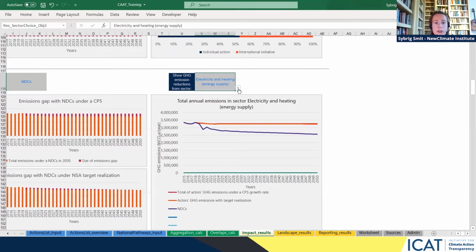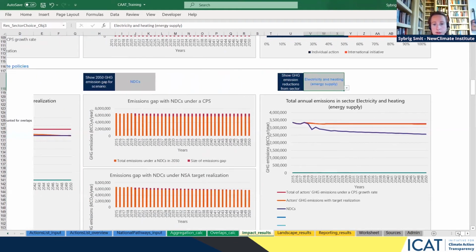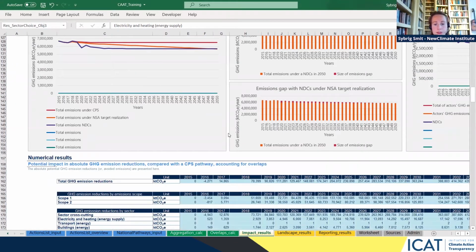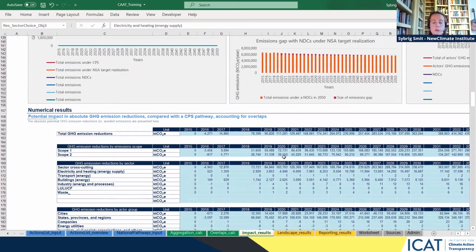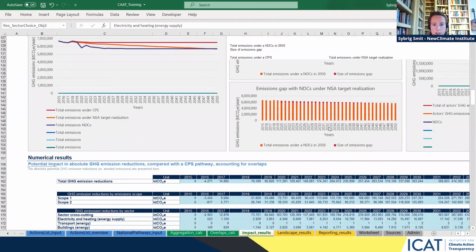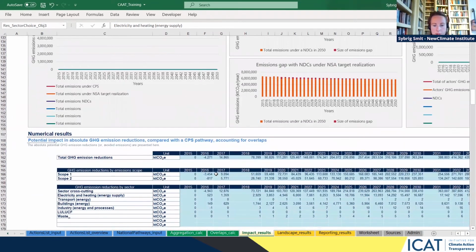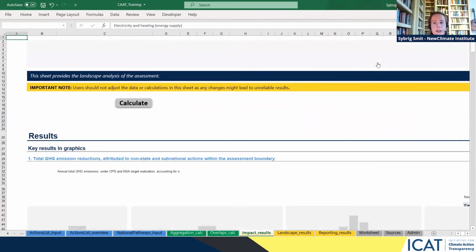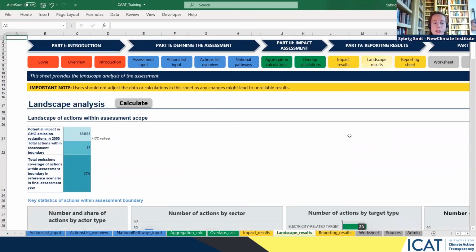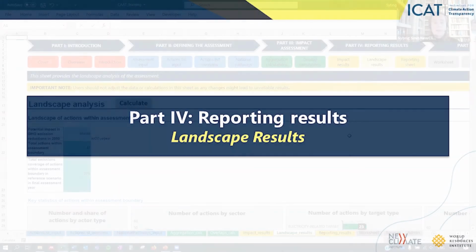Then also here you can zoom in on the sectors within this additional climate scenario. At the bottom of the sheet, all the results are presented in numbers, in values, and users can use these to pull the exact values that feed into the graphics above. Then in the second part of the results, we have the landscape analysis.